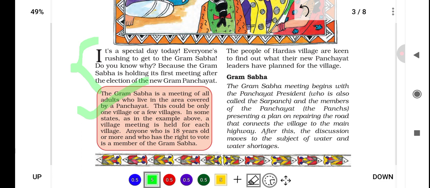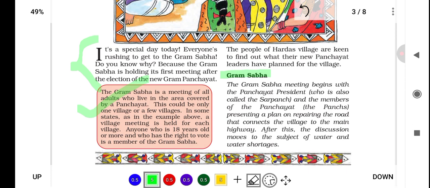In some states, as in the example above, a village meeting is held for each village. Anyone who is 18 years old or more and who has the right to vote is a member of the Gram Sabha. From here on, we'll read a small story about the village. The Gram Sabha meeting begins with the Panchayat president, who is also called the Sarpanch, and the members of the Panchayat, the Panch, presenting a plan on repairing the road that connects the village to the main highway. After this, the discussion moves to the subject of water and water shortages.